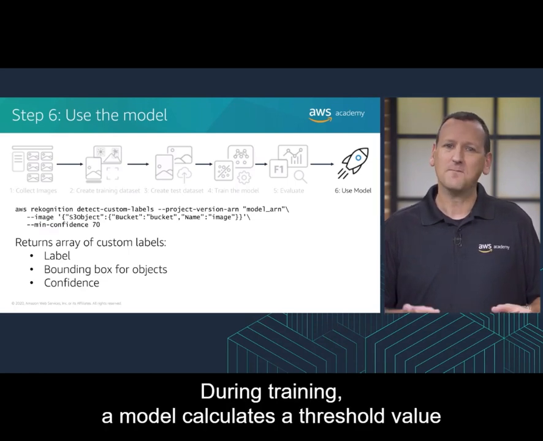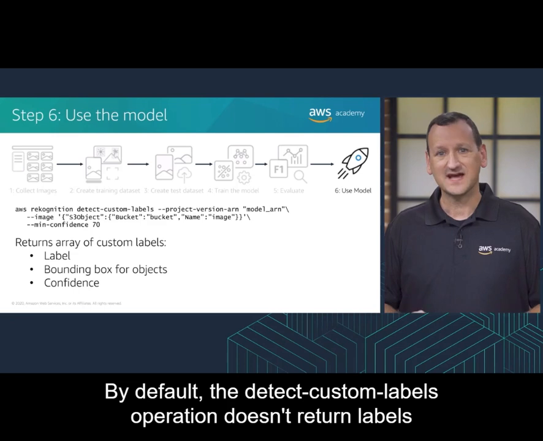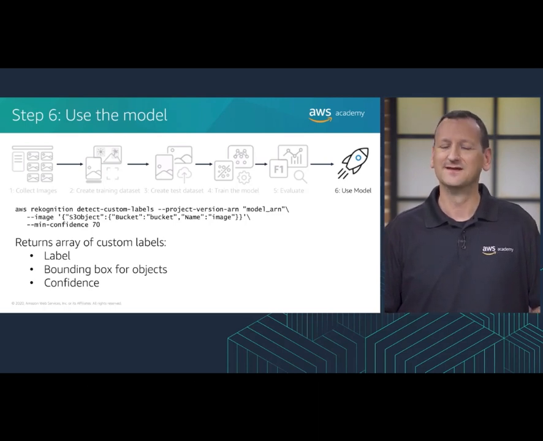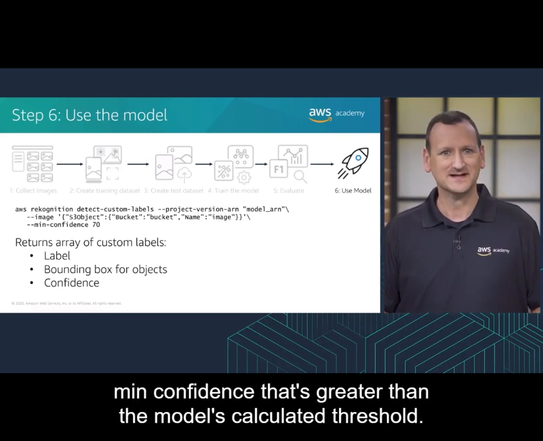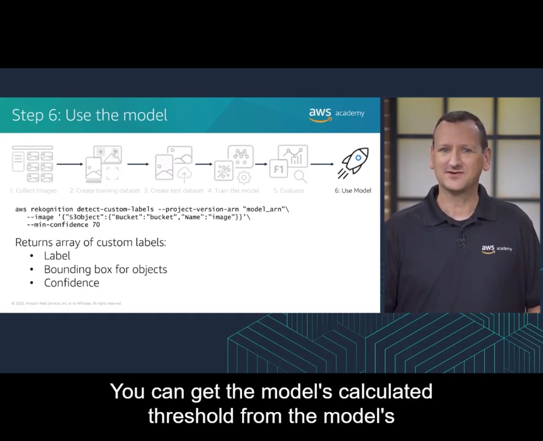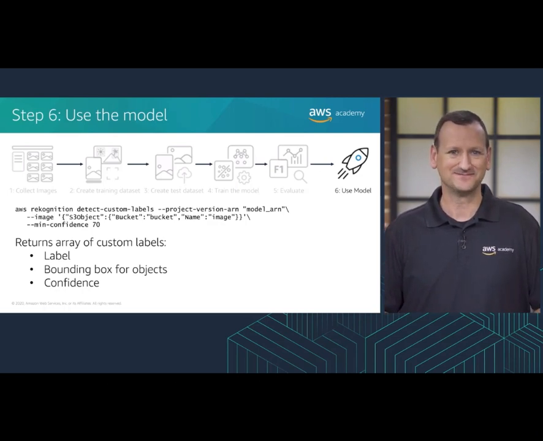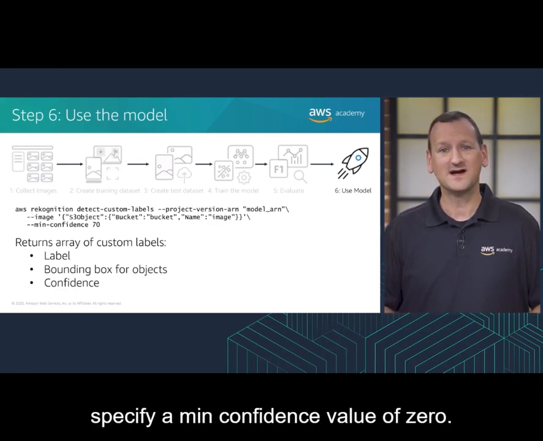During training, a model calculates a threshold value that determines if a prediction for a label is true. By default, the DetectCustomLabels operation doesn't return labels with a confidence value that's less than the model's calculated threshold value. To filter the returned labels, specify a value for MinConfidence that's greater than the model's calculated threshold. You can get the model's calculated threshold from the model's training results in the Amazon Rekognition Custom Labels console. To get all the labels regardless of confidence, specify a MinConfidence value of 0.